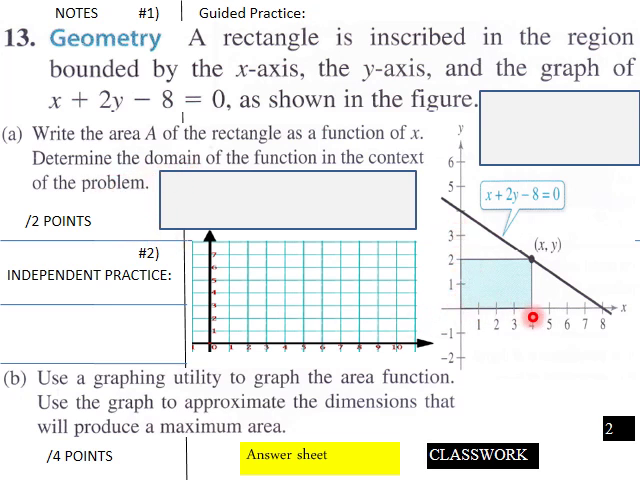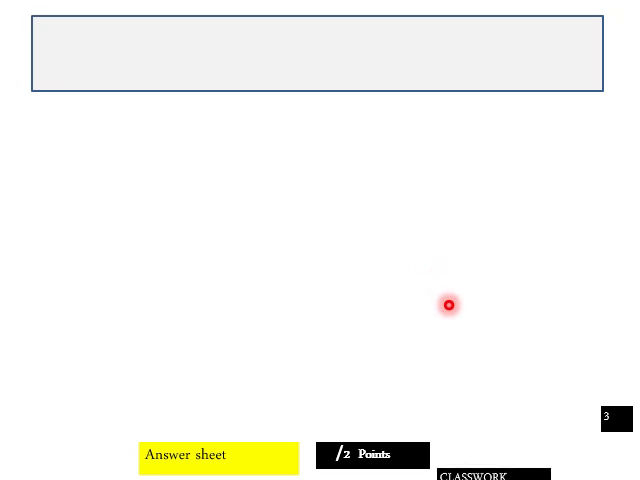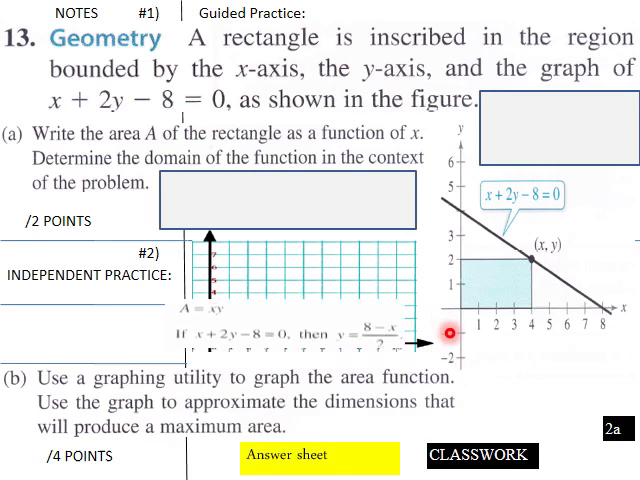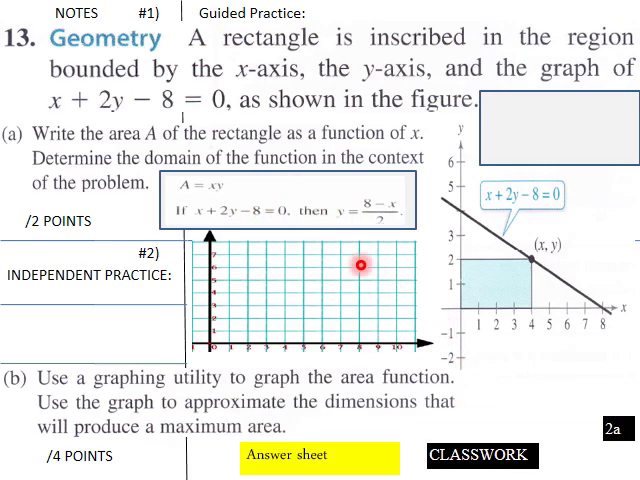So we have a triangle here, and then we have a rectangle here that occupies half the length. So knowing those two facts, area equals x times y. And if x plus 2y minus 8 equals 0, then solving for y, y would equal 8 minus x over 2. So that would be this line here when you're solving for that.